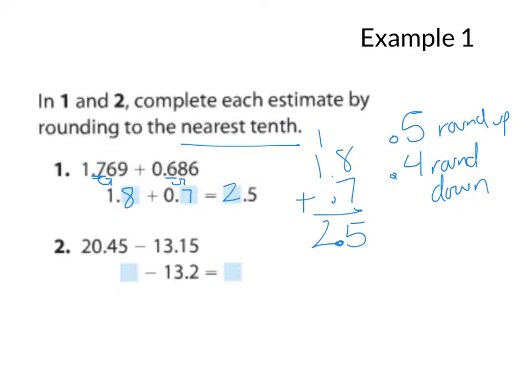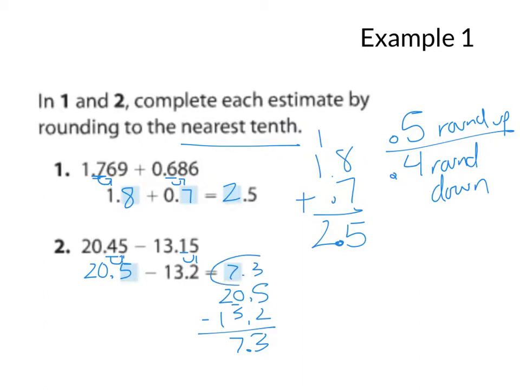All right, next one, nearest tenth. All right, I'm finding the tenth. There it is. And to find out what the tenth is going to round to, I'm going to look at the one directly behind it. This is 5. That means we round up. So this is 20.5 minus 13.2. They got that because they looked at the 5. They know they round up. And we're going to subtract this. And I got 7.3 for my estimate.